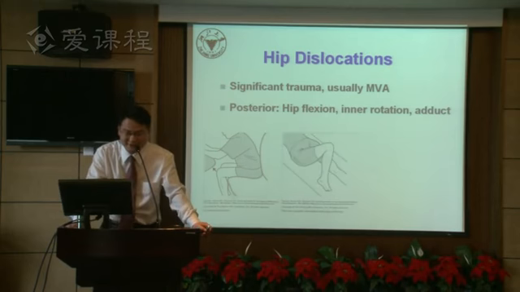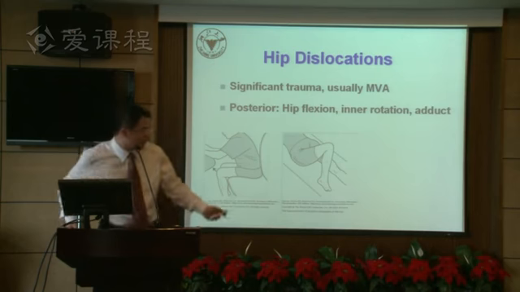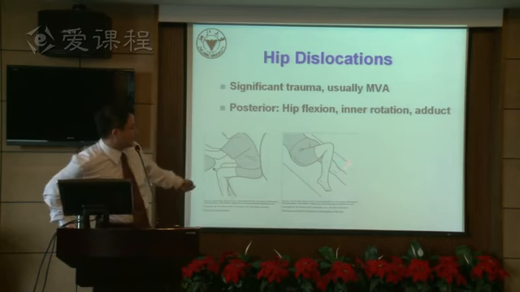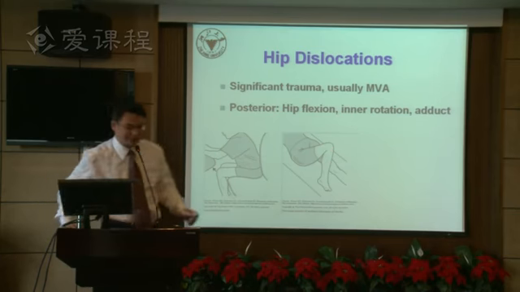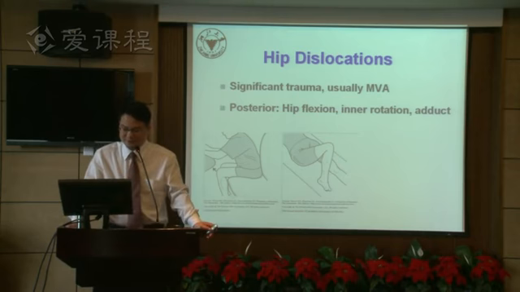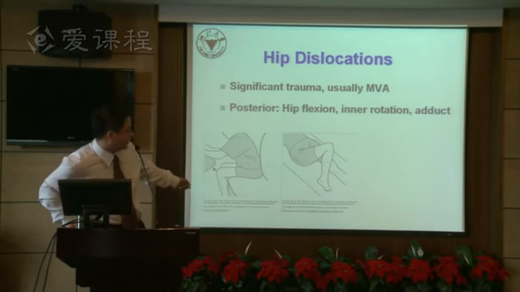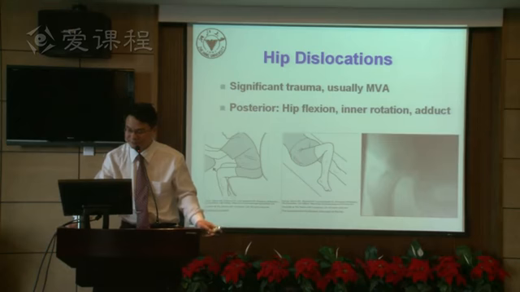This is the picture of the hip dislocation like this. The patient is fixed in this way. The leg is a little bit in rotation and adduction. The leg cannot be placed straight. There is significant pain here in the hip.